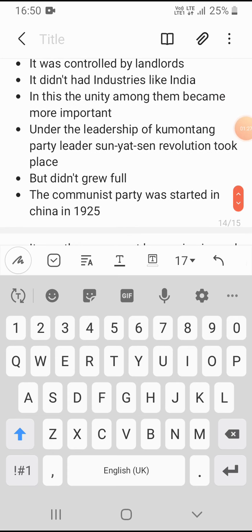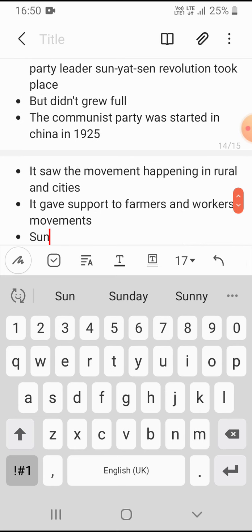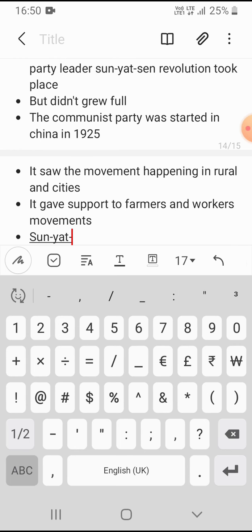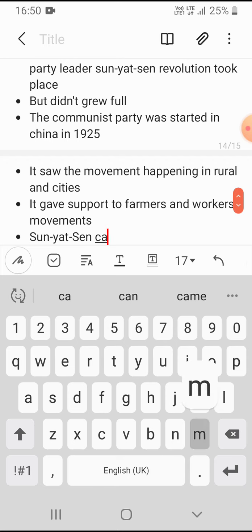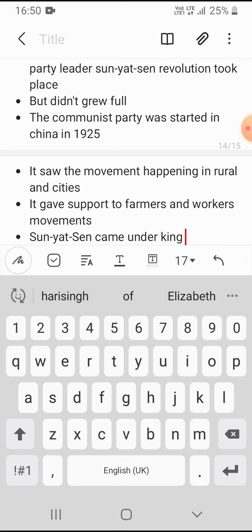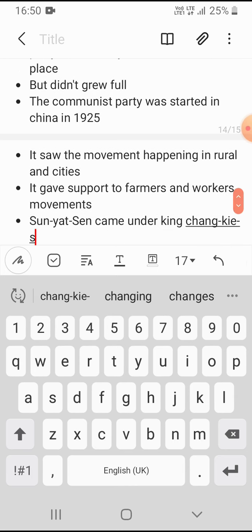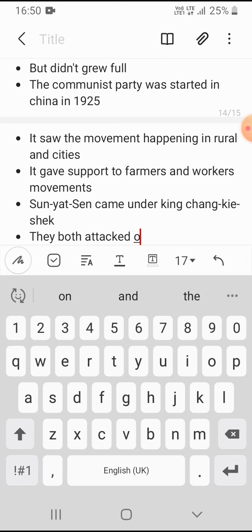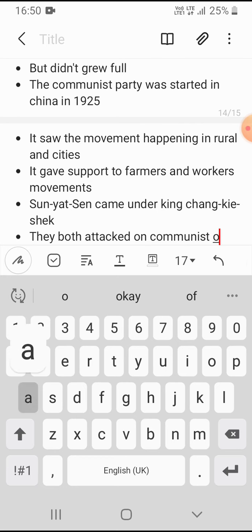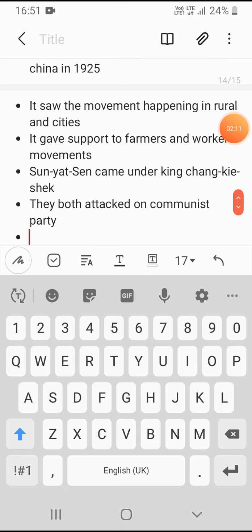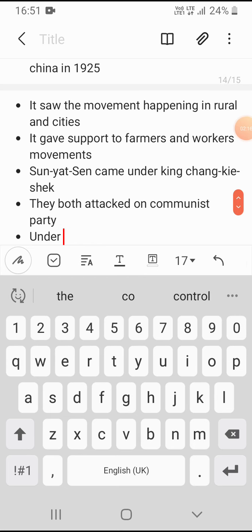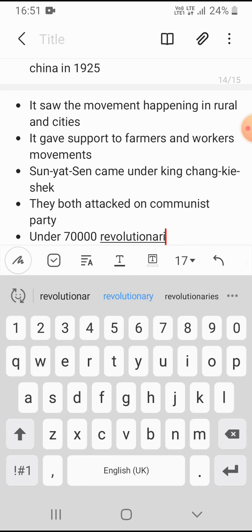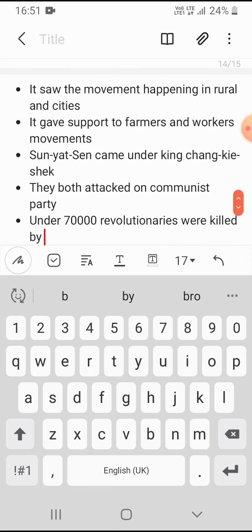The ruler of the Kuomintang Party, Sun Yat-sen, came under the ruler Chiang Kai-shek, and they both attacked the Communist Party. Under 70,000 revolutionaries were killed by this attack.